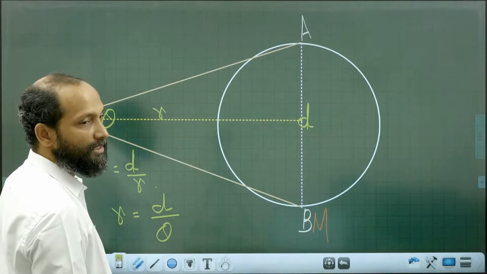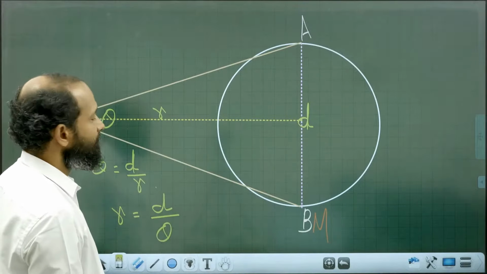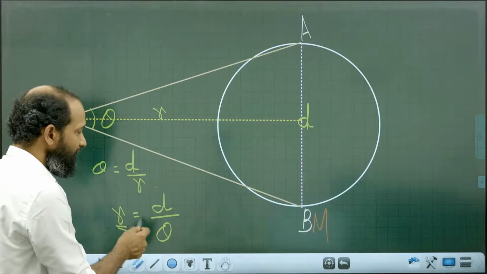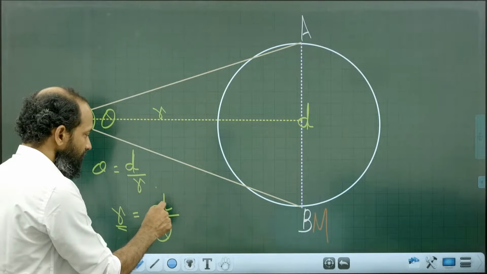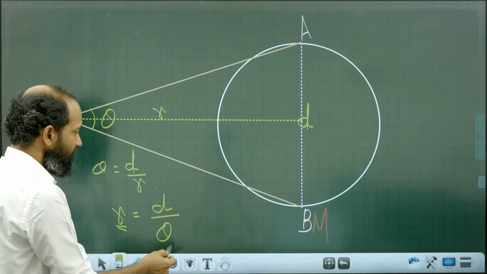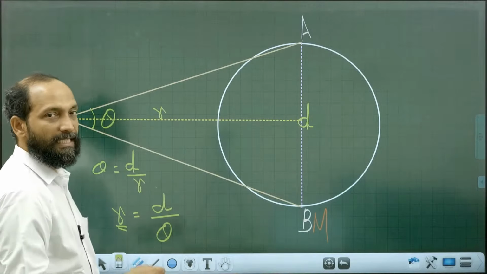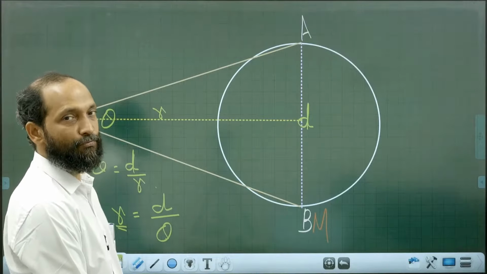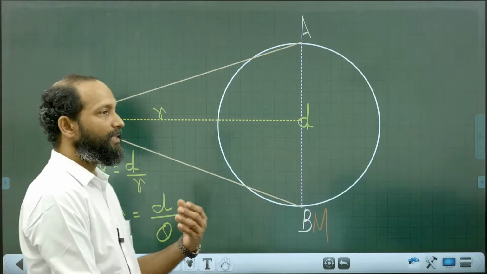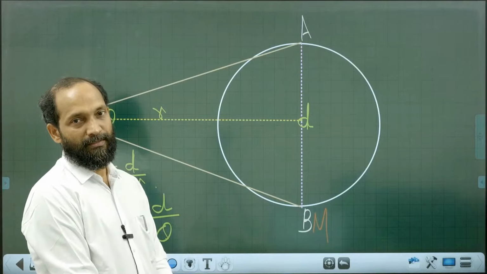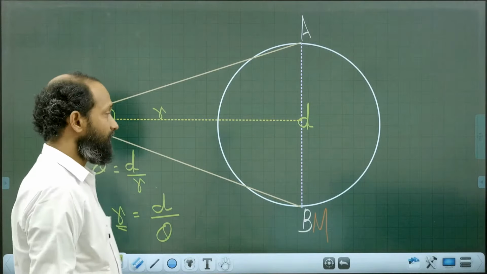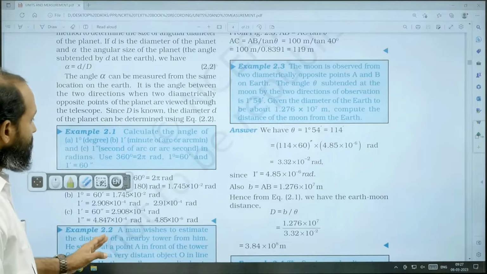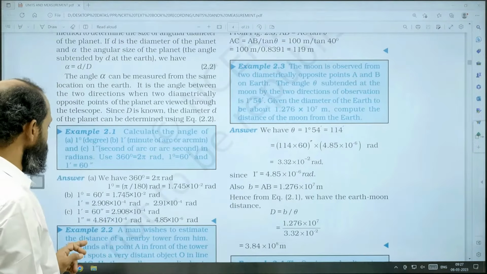Diameter of Earth is given. Angle theta is given. Care should be taken for getting radial distance in meter. Diameter should be in meter, and angle theta should be in radian. That angle theta may be given in seconds of arc or in minutes of arc. Then we have to convert by using the relevant conversion equation that we have discussed before.